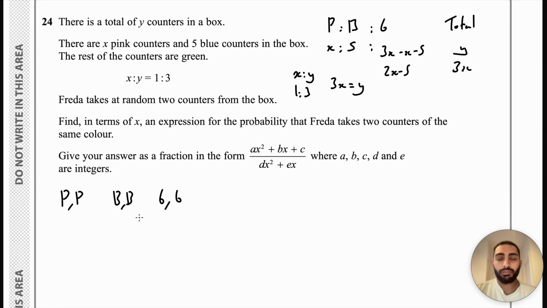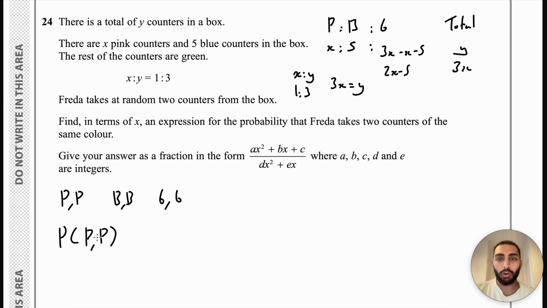All we're doing here is finding the probabilities of pink, pink, blue, blue and green, green. We need to remember that because the counters are not being replaced, this is a dependent question, so the probabilities will change from the first pick to the second pick. Let's do the pinks first. So the probability of pink and pink.